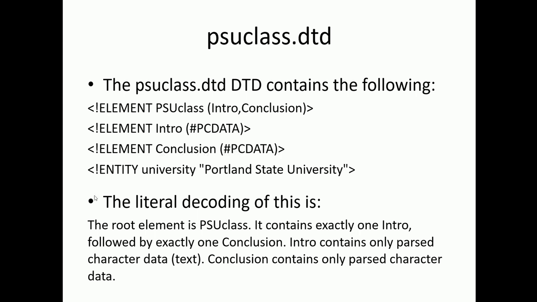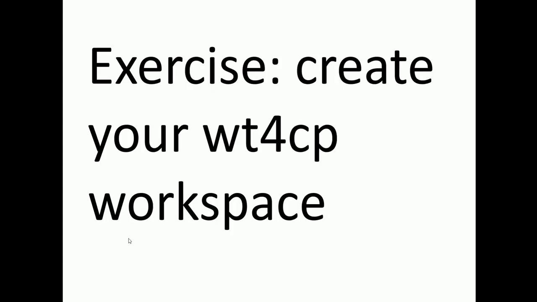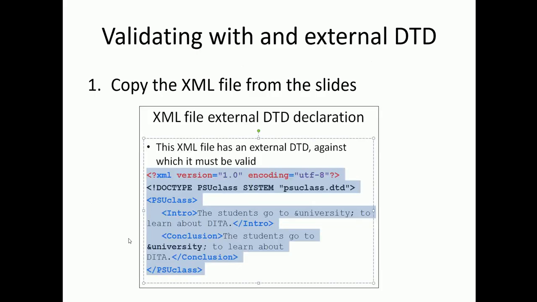It has exactly one intro followed by exactly one conclusion. Intro contains parsable character data, in other words text, and conclusion has parsable character data. And we also have an entity called university, and its value is Portland State University. And this is the literal decoding, what I basically just said.